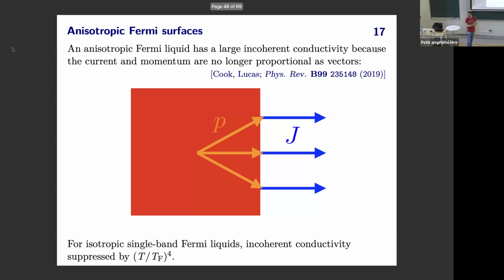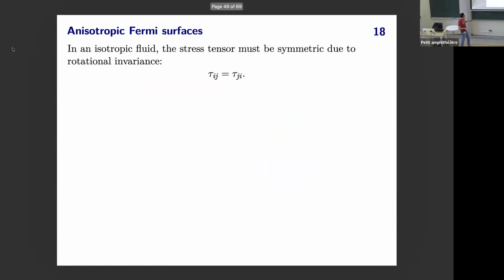Wait, Andy, you just said that you didn't have that if you had an isotropic liquid. So for isotropic Fermi liquids, this should be T over Tf squared. Basically, because you have an approximate Galilean invariance, this effect is weaker. That's all I'm saying. So an effect is very strongly enhanced by anisotropy. This is one consequence of anisotropy on hydrodynamics.